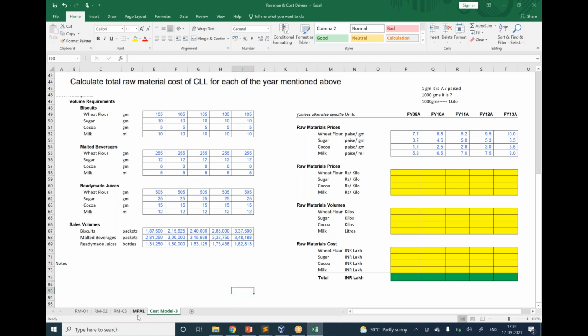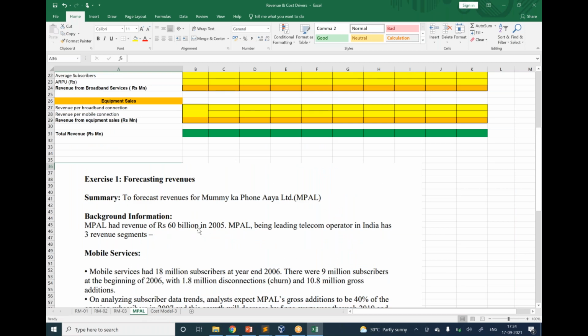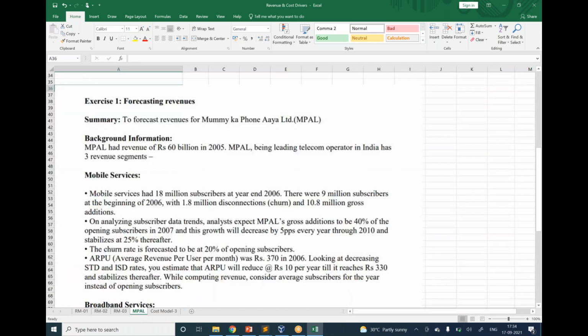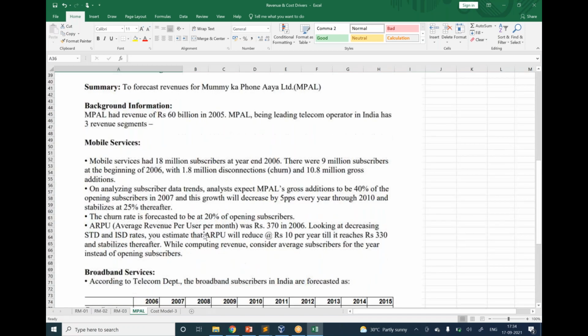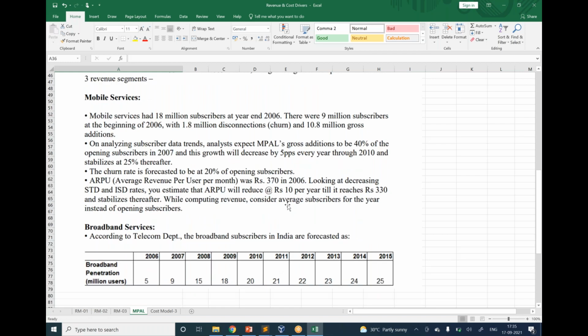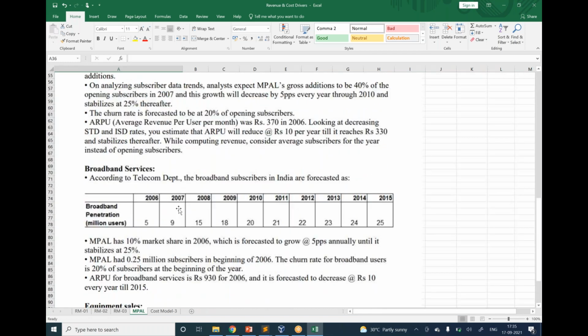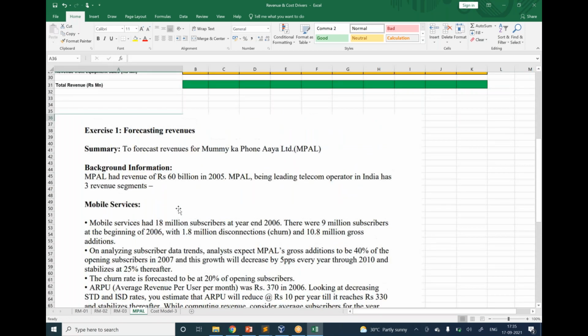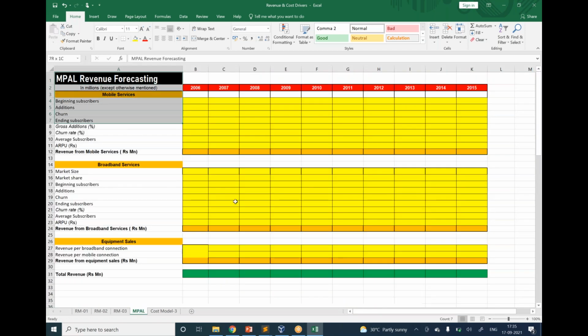This MPL, I'll give you as an assignment. Try solving it by yourself. The only thing I have to explain to you is that there is something called PPS in this problem. 5 PPS means it is nothing but 5 percent. Wherever there is a PPS, please remember it is 5%. Apart from that, this is an assignment.